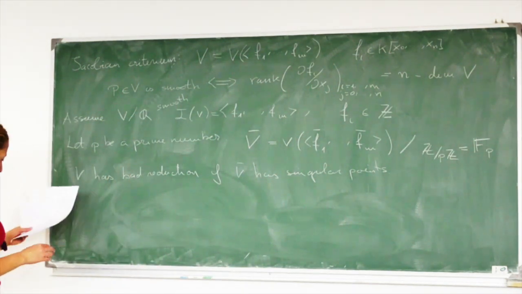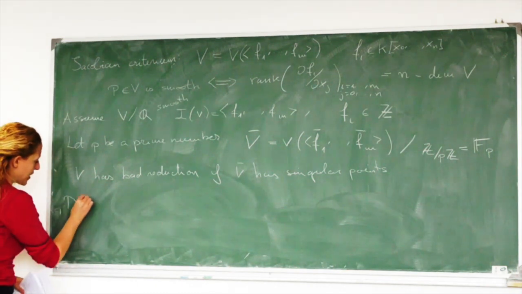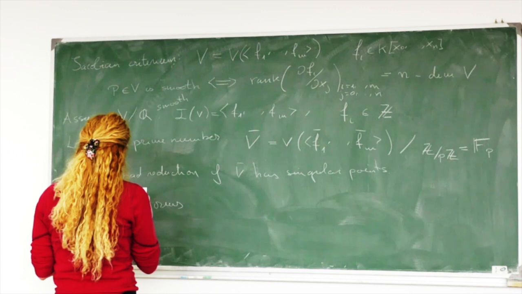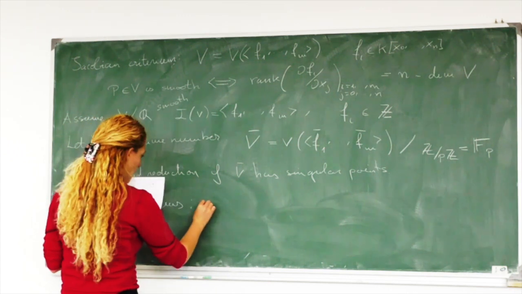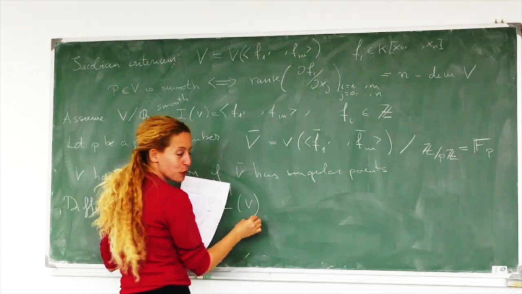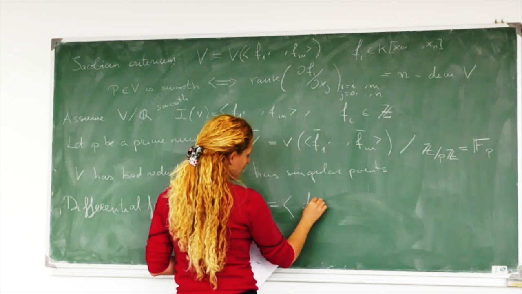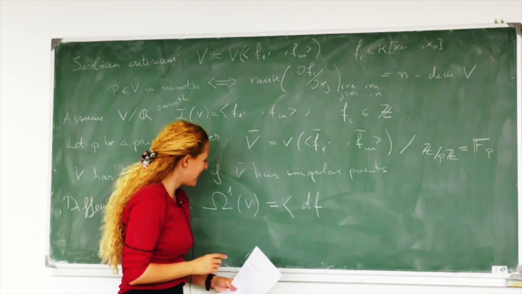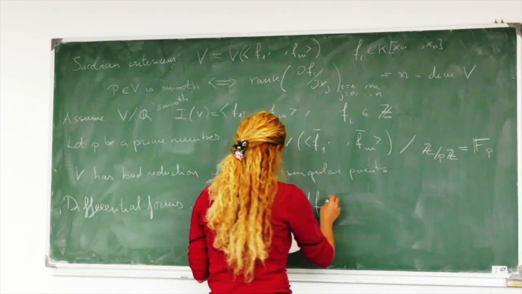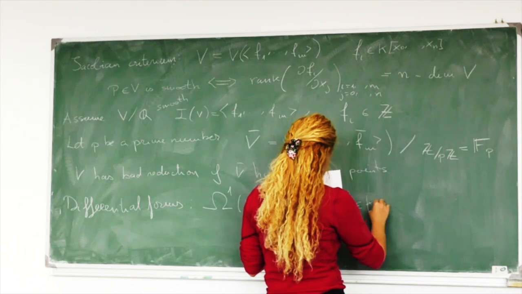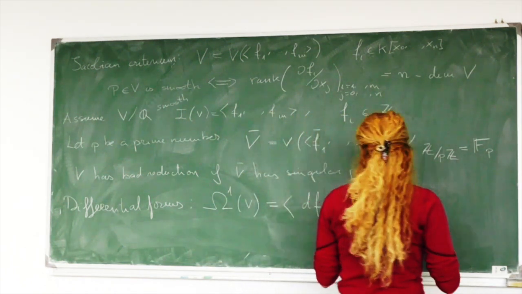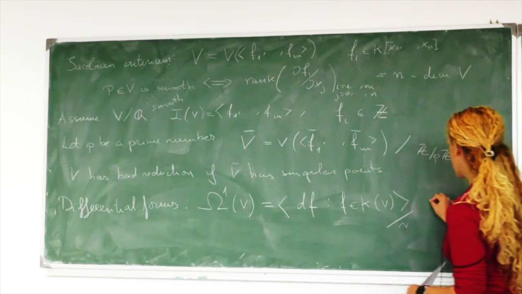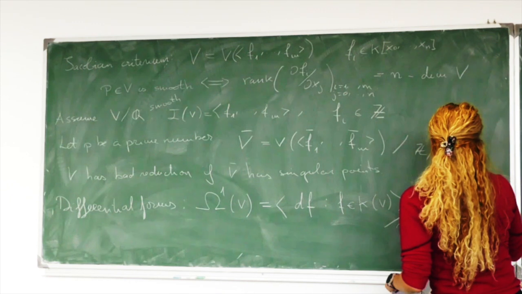Okay, very well. So now I need to define something else. I need to define differential forms. So differential forms are a vector space. The definition is not very abstract, you will see. Basically, it's the K vector space generated by symbols like this, where f is a function. And I consider those symbols with a relation that I'm going to give. So you see the generators, this is a K of V vector space.